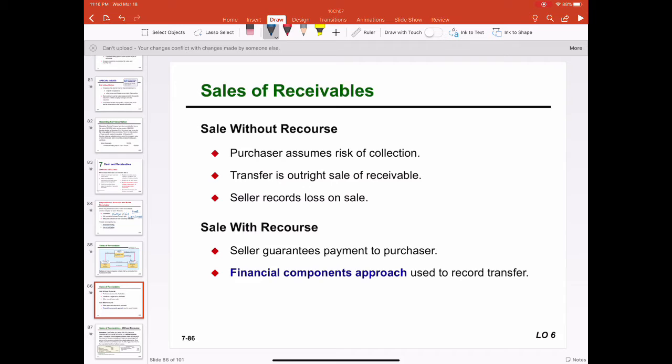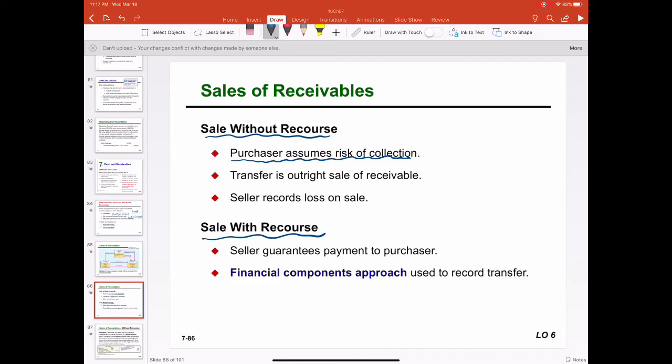For accounting, sales of receivables are classified into two different categories. One is sales with recourse. The other is sales without recourse. So what's their difference? The first one is sales without recourse: the purchaser assumes the risk of collection, who actually is the factor, right?